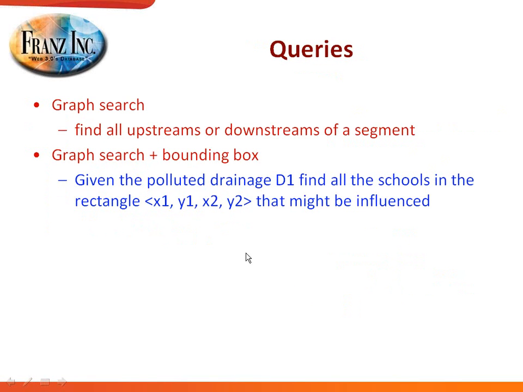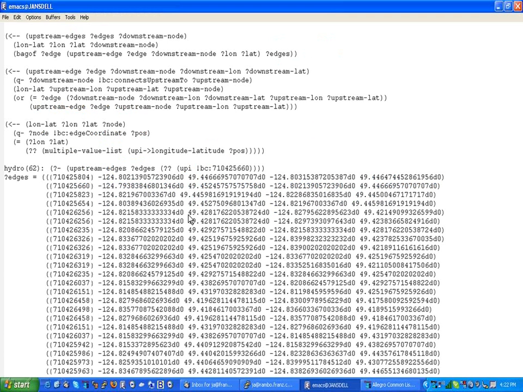be influenced. So what we do with our queries is we do plain graph search, where you find all the upstreams or downstreams of a segment, or we do graph search with bounding boxes. And this is just the query that I just talked about. So we actually implemented this upstream search and downstream search in Prolog.